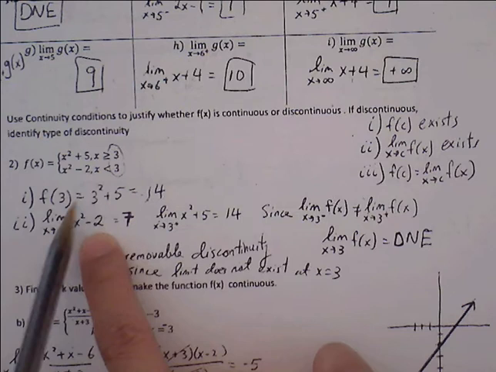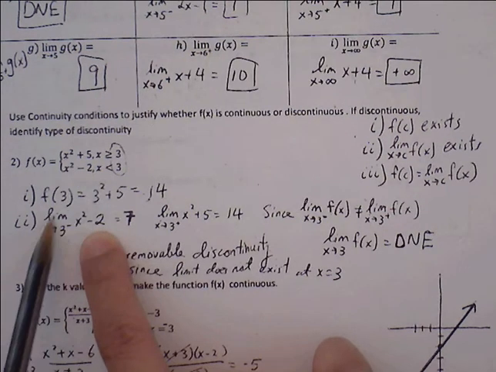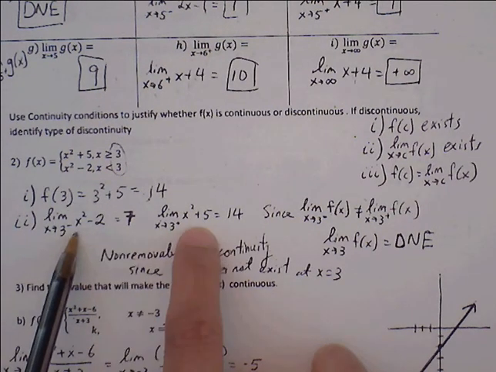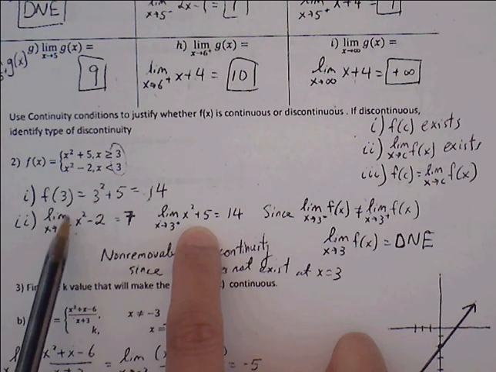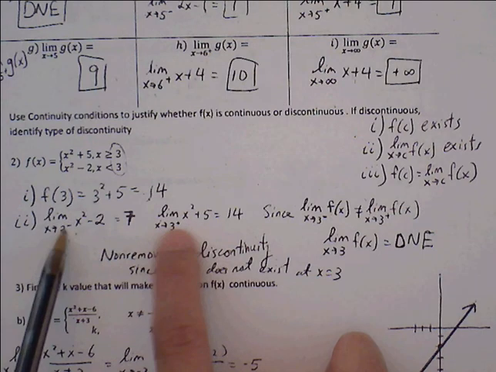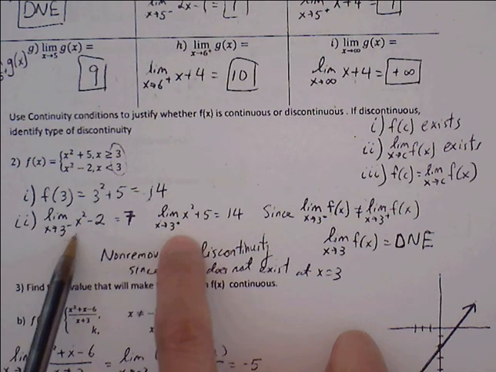So from the left side of 3, that will be the second piecewise, x squared minus 2. For the second, on the right side of 3, it's going to be x squared plus 5. Okay, and then both limit expressions we can evaluate by plugging 3 into x.